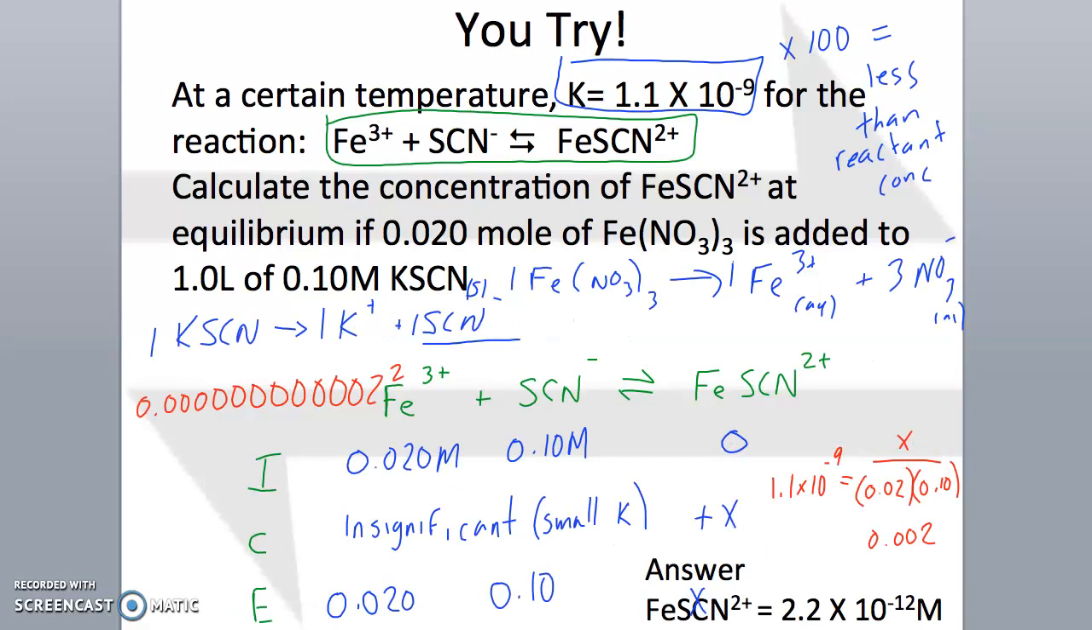Here is one for you to try. It is somewhat scaffolded, and the answer is provided. In this problem, we're simply looking for the equilibrium concentration of the product.